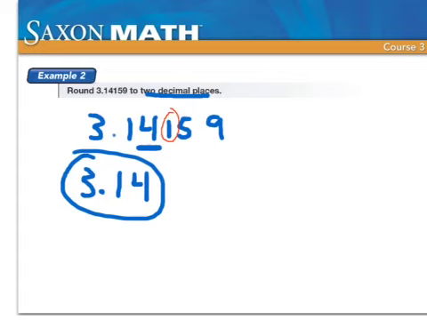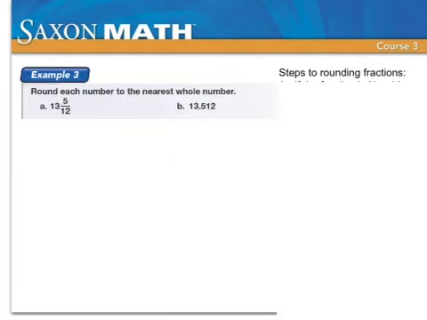By the way, anybody know what those are the first few numbers to? 3.14159? Those are the first few numbers of pi, if you guys know what pi is. Alright, let's go to another example. Now we're rounding a fraction in part A to a whole number. In part B, we're rounding a decimal to a whole number.